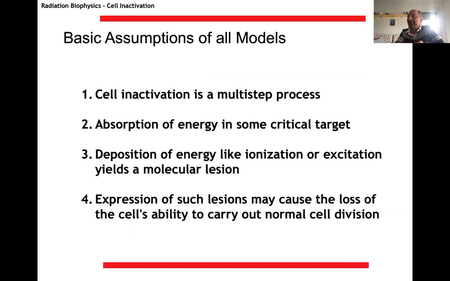Of course, we know that this critical target is the DNA, but we have seen that the scale can also be micrometric, not necessarily nanometric. Deposition of energy like ionization or excitation can yield a molecular lesion. This we have seen in the radiation chemistry lecture. And the expression of such a lesion may cause the loss of the cell's ability to carry out normal cell division.